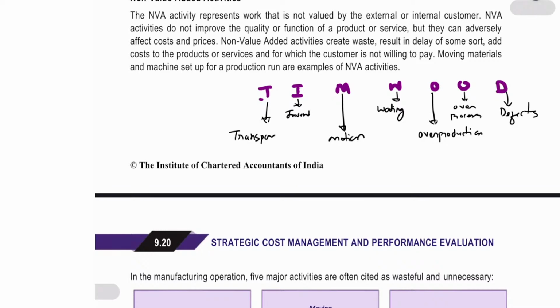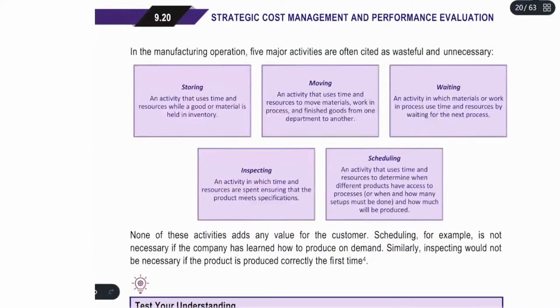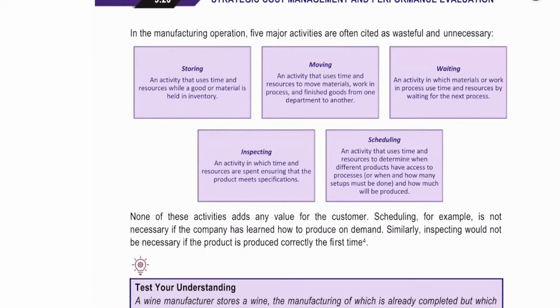Okay, beta, have you written the same? Now, please listen very carefully, beta. Now, those 7 types of waste have been explained more in detail in this particular point. Now, the first type of waste is known as storing. What do you mean by this?